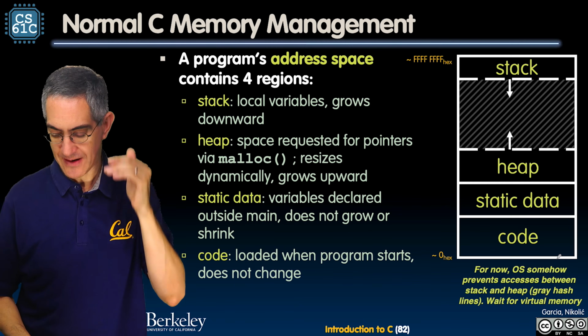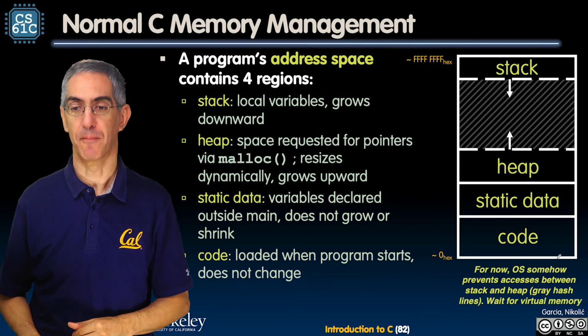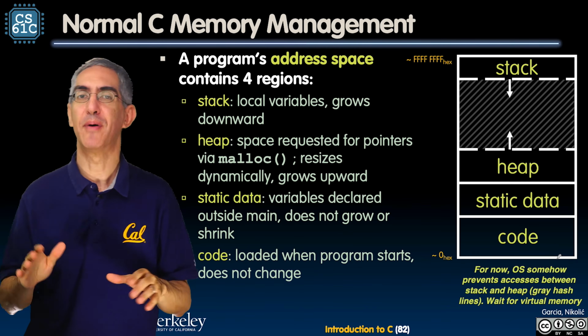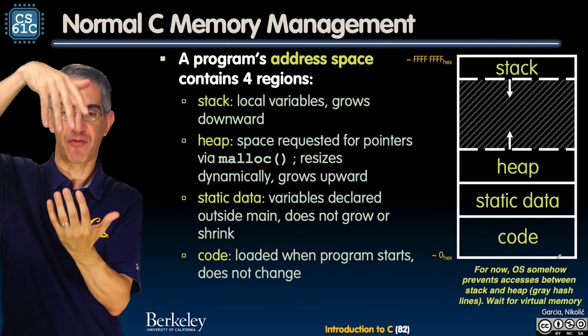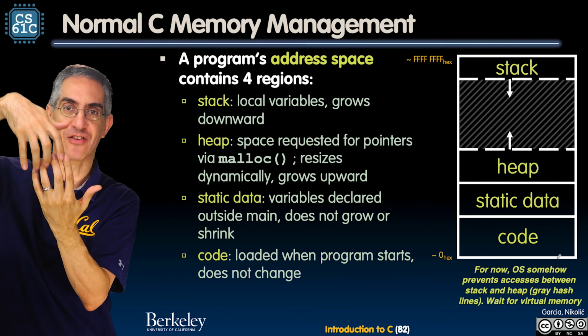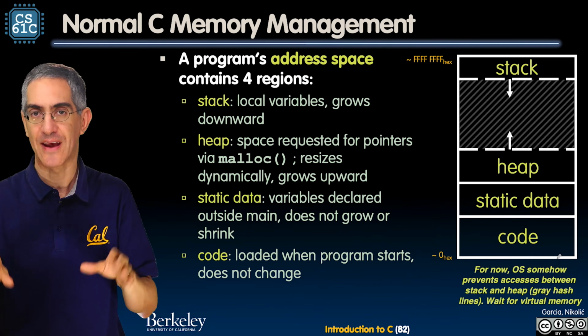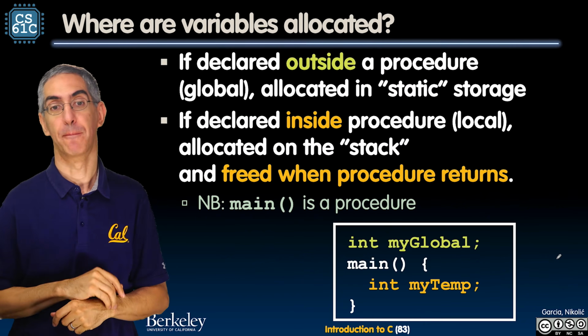Code is at the bottom, then static data, heap, and the stack. Okay? Important. But for now, don't worry about how somebody prevents them from crossing over each other. Okay? So somehow that's prevented. The OS will handle it. Take 162 to learn all about it.